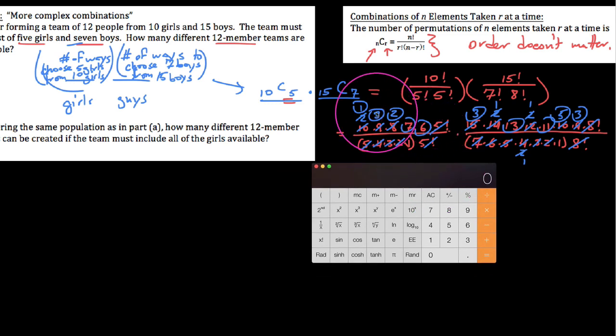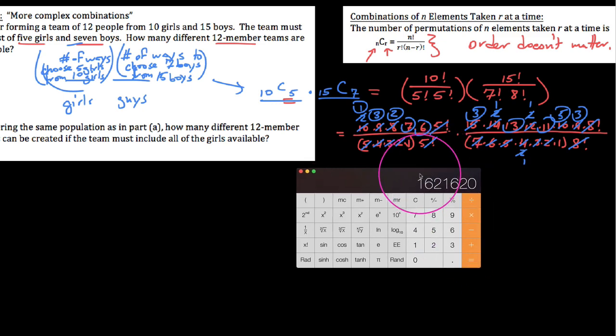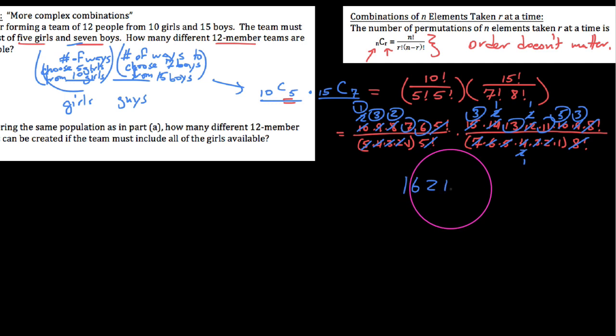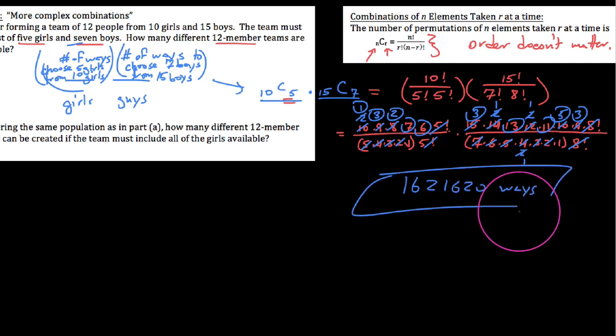So we would say now 3 times 2 times 7 times 6 over here. 3 times 2 times 7 times 6. And we're going to take that times 3 over here times 13 times 11 times 5 times 3. And so we get a total of 1621620 ways that we could form this committee with these people here.